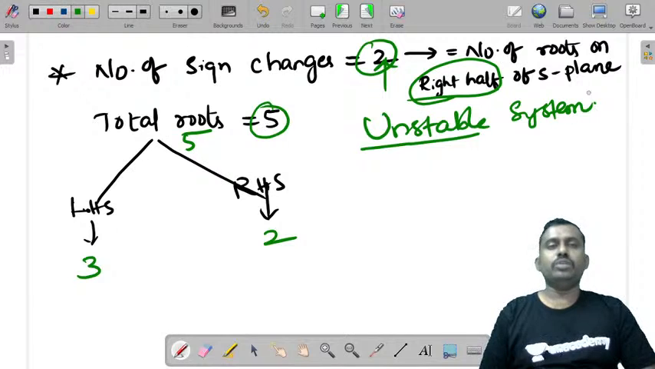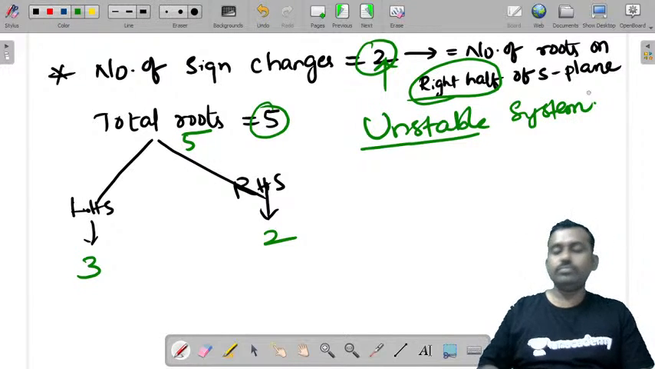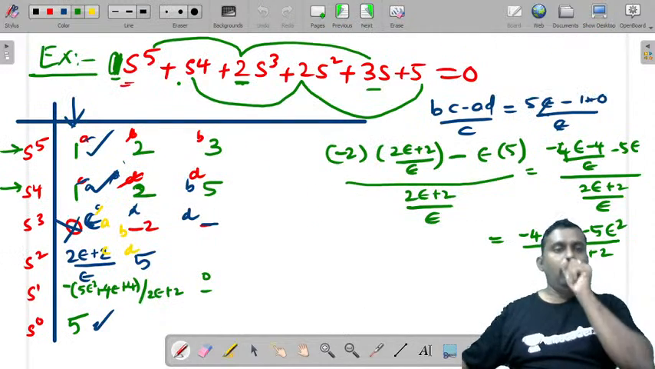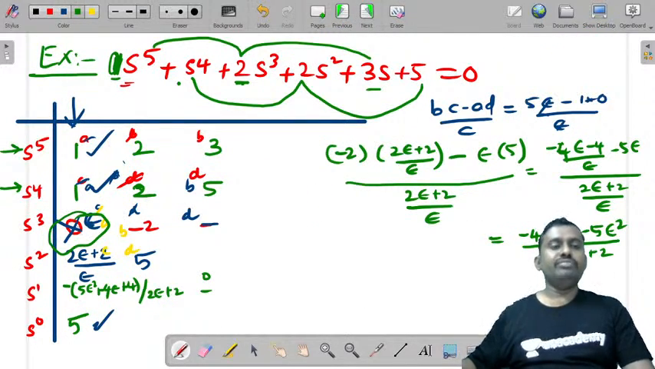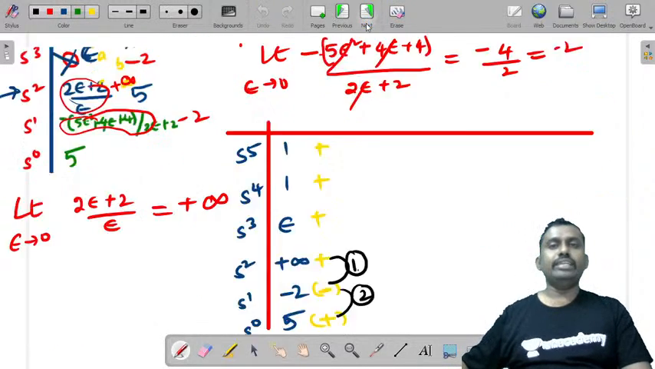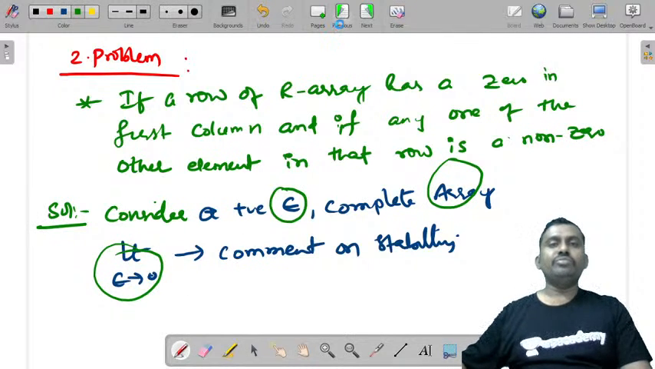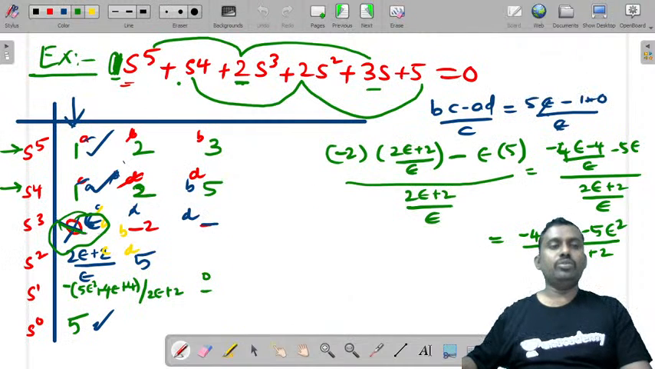Let me tell you once again what we have done. We have encountered a problem where we got a 0 in the first element and at least one of the other elements was a non-zero. In such a case, if a row of a Routh array has a 0 in the first column and any one of the other elements in that row is non-zero, consider a positive epsilon, complete the array, apply the limit and comment on the stability. So we have got such a case here. We have got 0 here. We have replaced it by an epsilon and completed the Routh array.